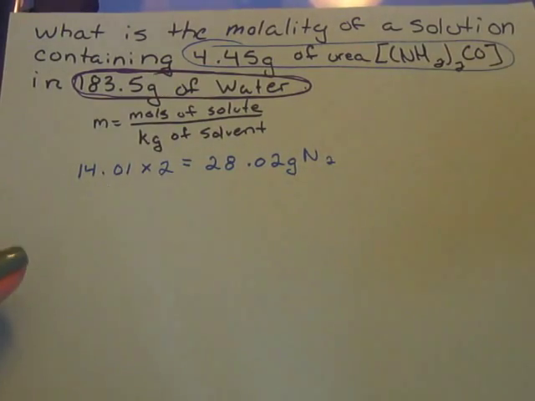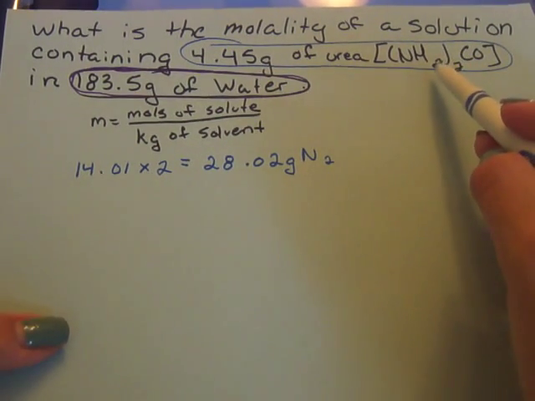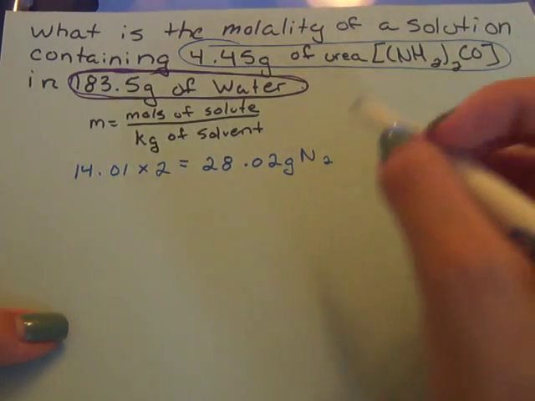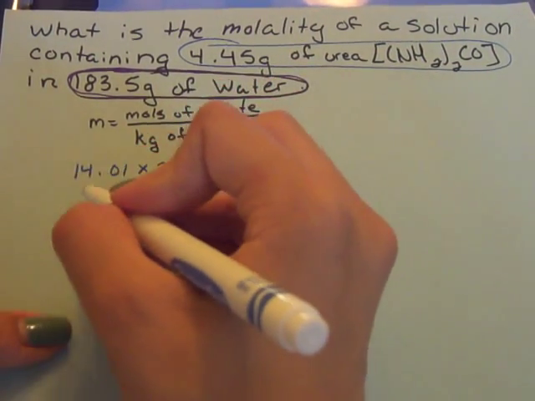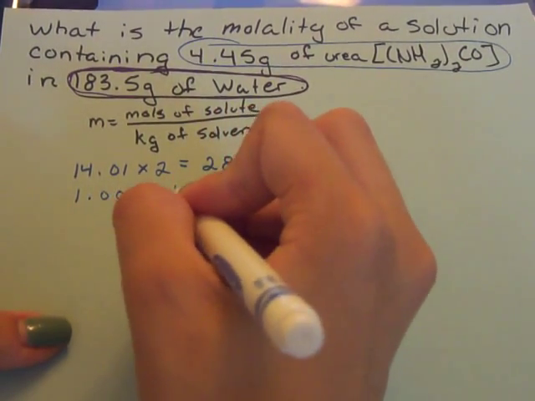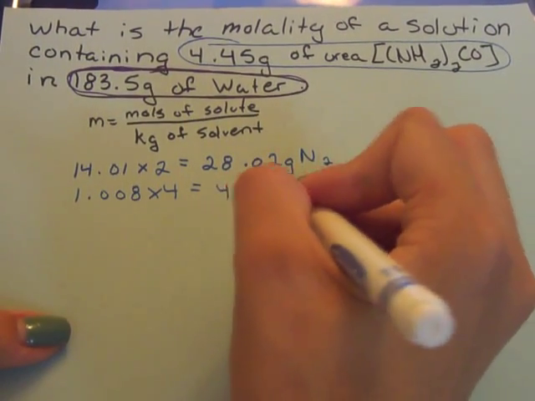And then for H, we need to find the molecular mass for 4 of them, because it's 2 and then 2 of 2, so it's 4. So we're going to have 1.008 times 4 equals 4.032 grams.